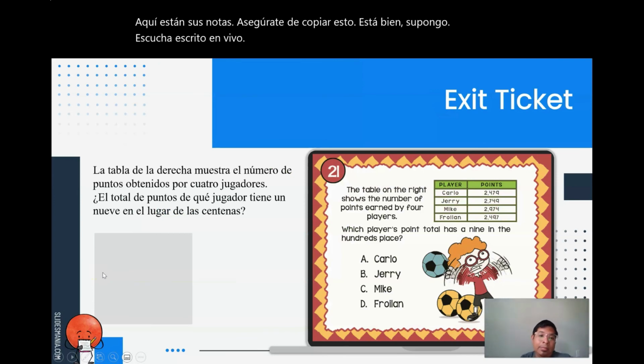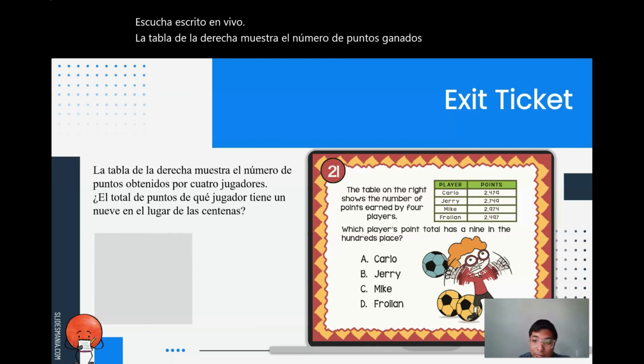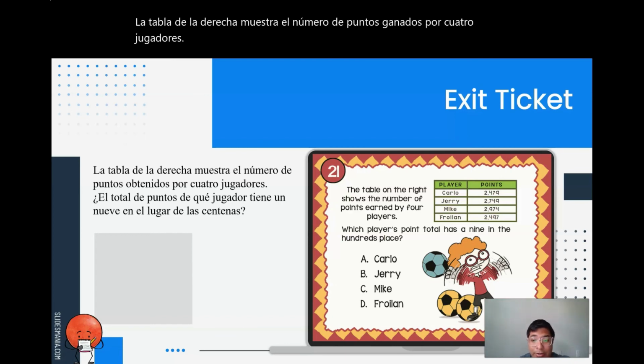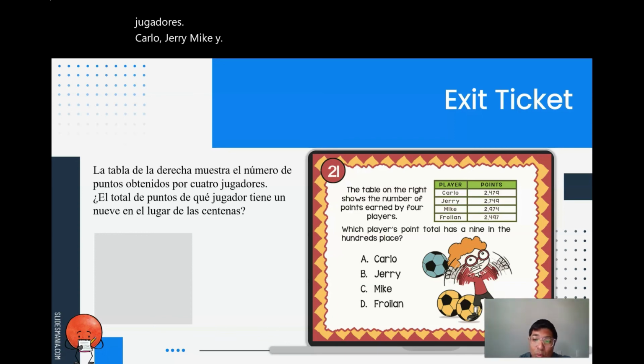Exit ticket. Okay, the table on the right shows the number of points earned by 4 players. Carlo, Jerry, Mike, and Frolan. Which player's point total has a 9 in the hundredths place value?